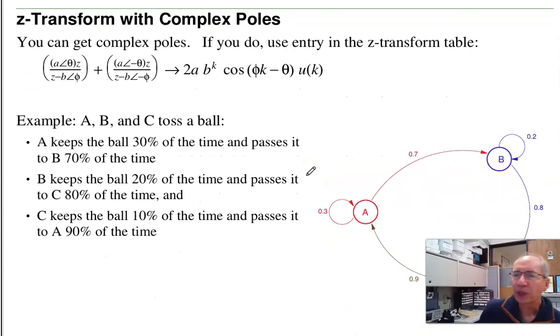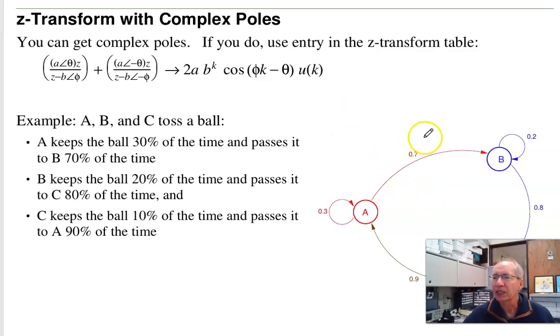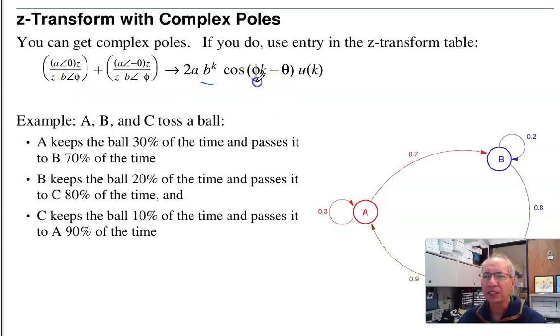Now you can get complex poles. For example, if A, B, and C are tossing the ball around a ring, the ball kind of rotates around. That'll give you a cosine function, showing that it's rotating. When I do this, I'm going to get a complex pole. The inverse Z transform with complex poles: I'm going to have a pole with amplitude b, angle phi. The amplitude is your b to the k. The angle is phi times k. 2 times A is the overall amplitude, and the minus phi term is the phase shift in the output. So let's illustrate that.